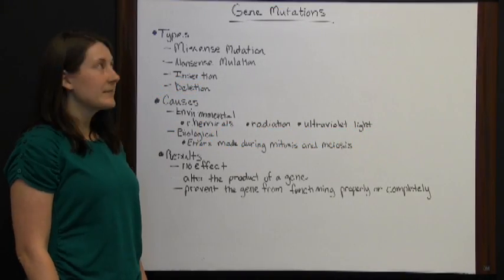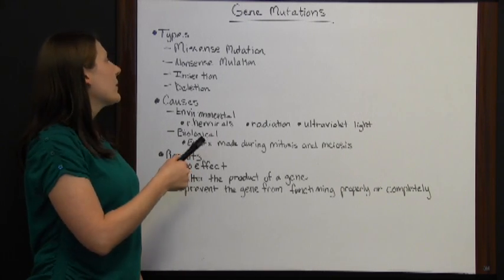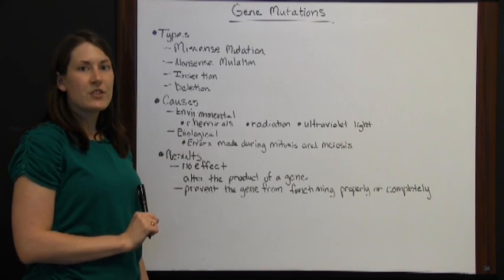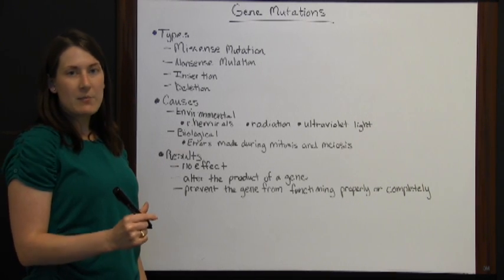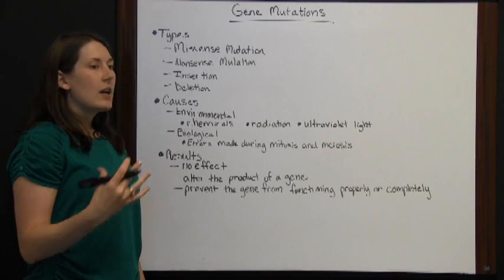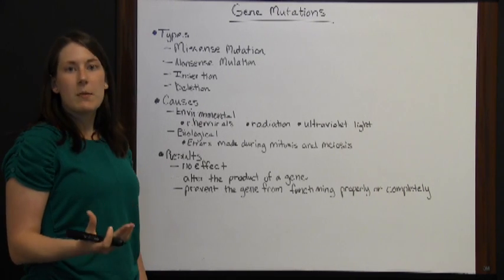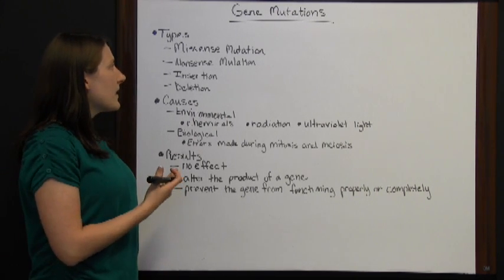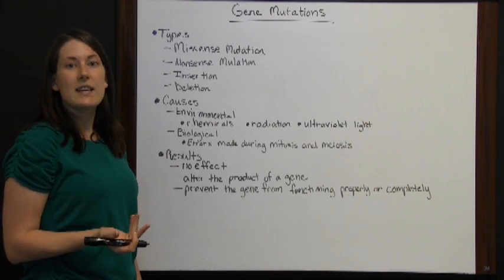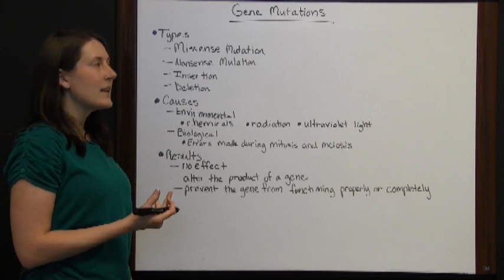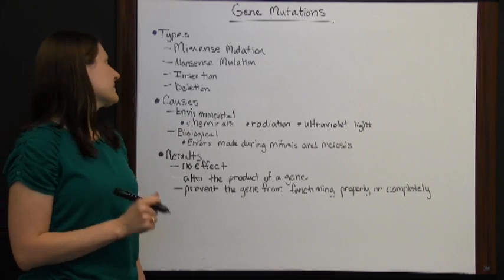Gene mutations. Gene mutations have several different types. So one would be a missense mutation, which is where one segment of DNA is substituted for another segment of DNA, which tells the gene to make a certain amino acid. And if it's a missense mutation, then it's telling it to make the wrong amino acid. It did code for an amino acid, but the wrong one, and so this could mess up the chain.